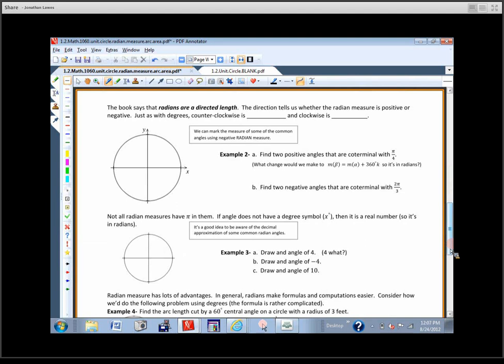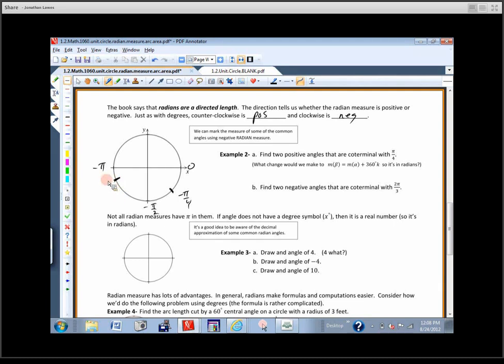So if you look in the textbook, it describes radians as a directed length. And here's what they mean by direction. Just like with regular angle measurements in degrees, if we're going counterclockwise, that's positive, and if we're going clockwise, that's going to be negative. So let's mark some of the common angles. Let's mark them going the negative direction. So this would be 0. What if we were right here in the middle of quadrant 4, but we went in the negative direction? What would this be? Negative 45 degrees, or in radians, negative pi fourths. Right here, negative side of the y-axis, this would be negative pi halves. This would be negative pi.